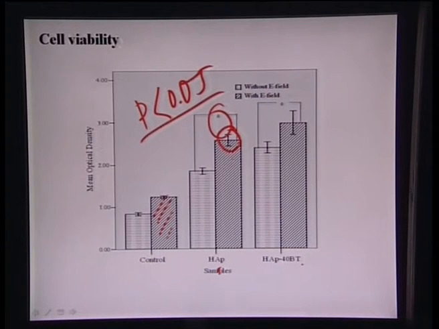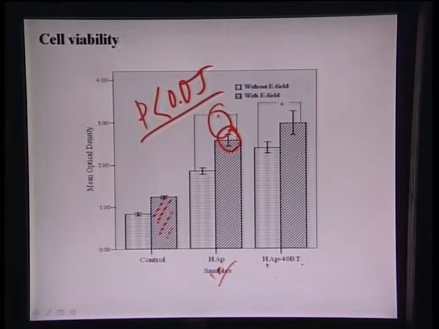What it makes us believe is that if you apply the electric field, then one can essentially enhance the cell proliferation, particularly of the L929 cells on these two materials, HAP and HAP with 40% barium titanate. Now, further experiments are in progress to see whether you can optimize the electric field, or optimize the electric field application sequence, in what way you can enhance more cellular functionality on these electrically treated surfaces.